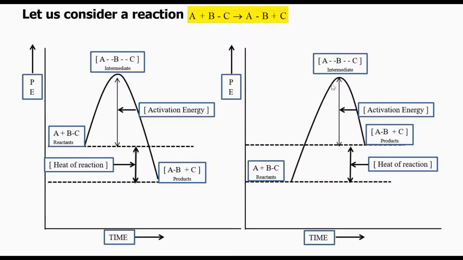This much energy is required to be supplied. Actually, this arrow should go downwards also. So a large amount of activation energy is to be supplied, and then an intermediate is formed. Once the intermediate is formed, the energy is released, and that energy will form the products.